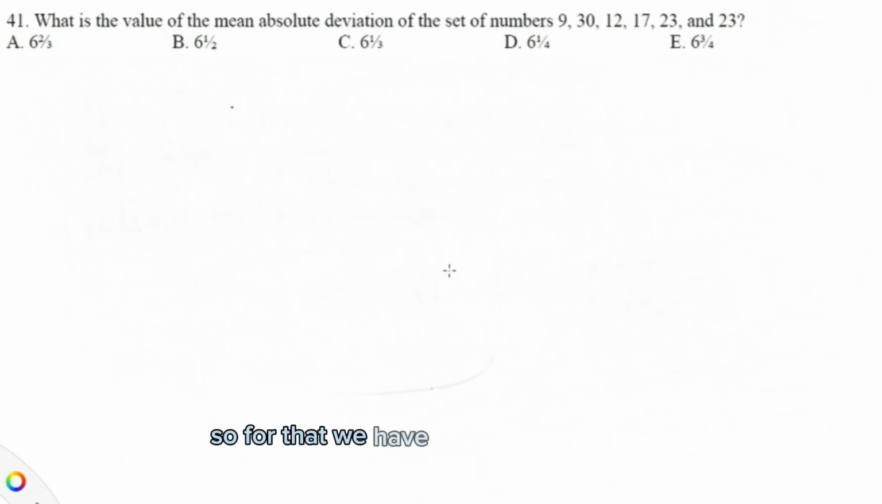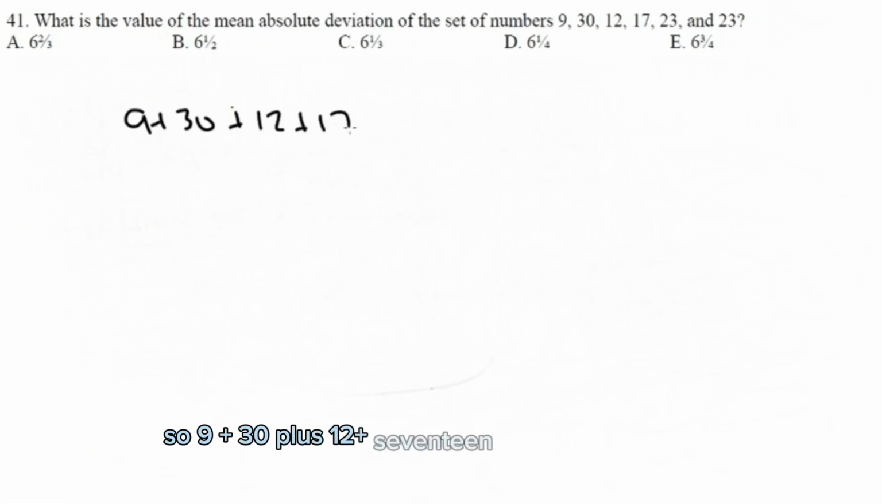Alright, so for that, we have to first find the mean. So we can do this by adding up all the numbers and dividing them by 6 because there are 6 total numbers. So 9 plus 30 plus 12 plus 17 plus 23 plus 23.